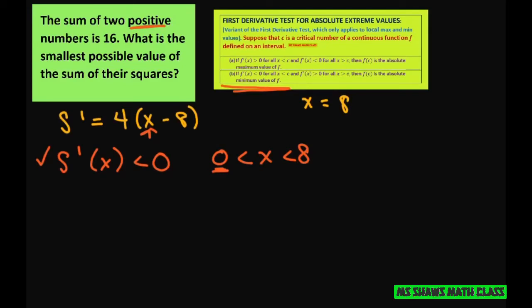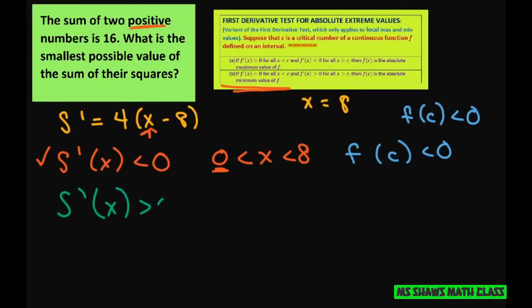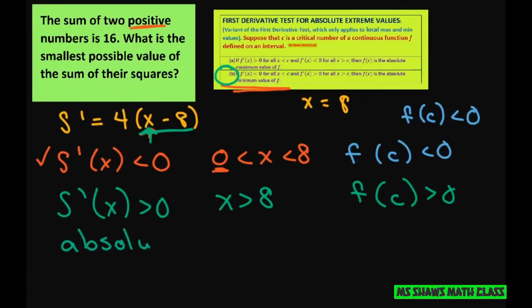Our f of c is also negative. I'll put it here. Now let's look for if f prime of x is positive, and let's see if that is true for x is greater than 8. So if I plug in, say, 9 in here, this is going to give us positive. So that means f of c is positive. So since it follows b here, that means there is an absolute minimum at x equals 8.